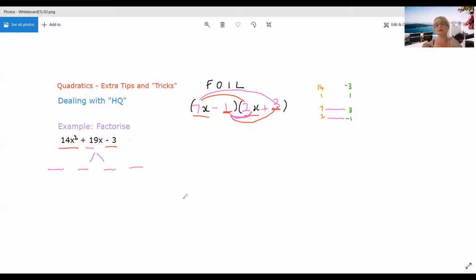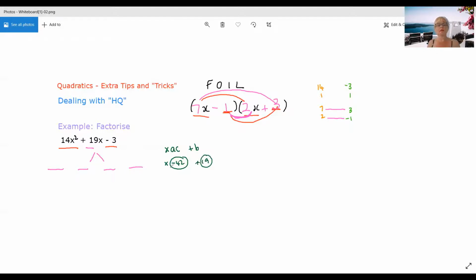Well, the miracle answer here is that you need to find two numbers that multiply to give AC and add to give B. If you find those two numbers, then it doesn't matter which order you write them in, it will work so that you will then be able to use grouping. So in this case, for example, what we want is two numbers that multiply to give -42, because 14 times -3 is -42, and we want to add to give +19.